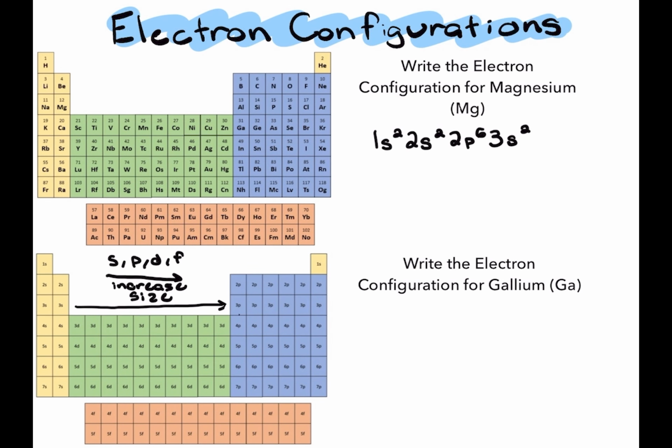The next question asks to write the electron configuration for gallium. Gallium has an atomic number 31 and is located right here on the periodic table. On the table below it, it's the first electron in this 4p shell. So, like I said before, electron configurations start to have a pattern, especially as the shells get higher.